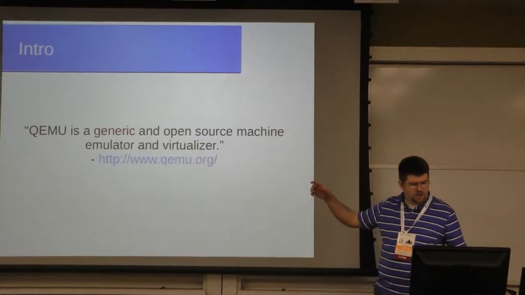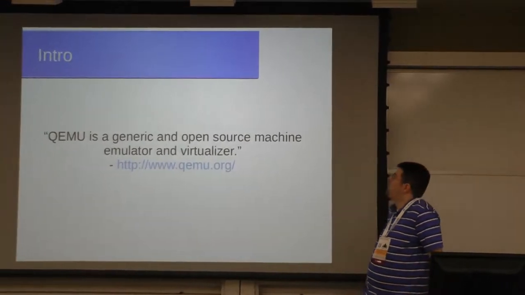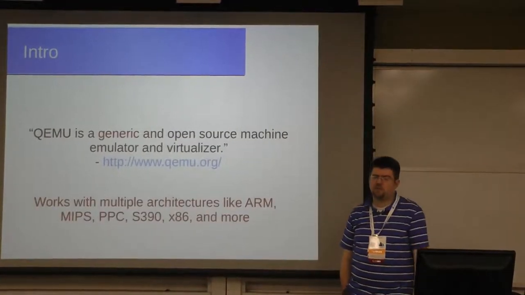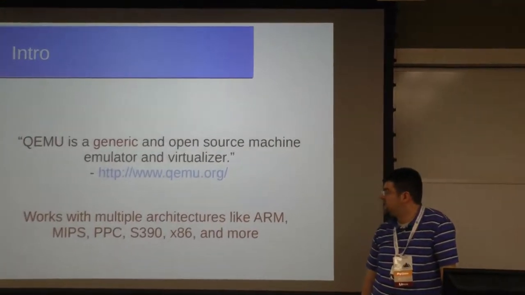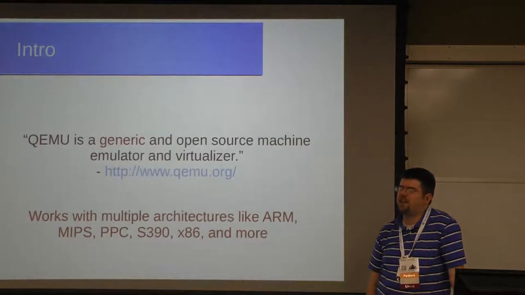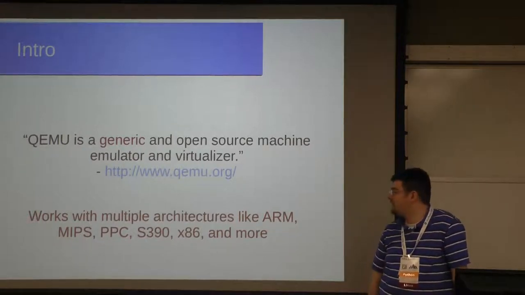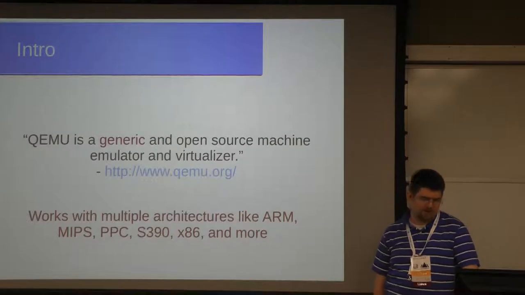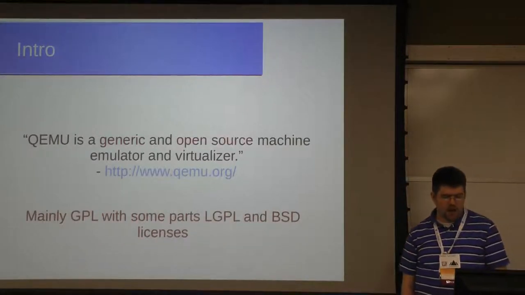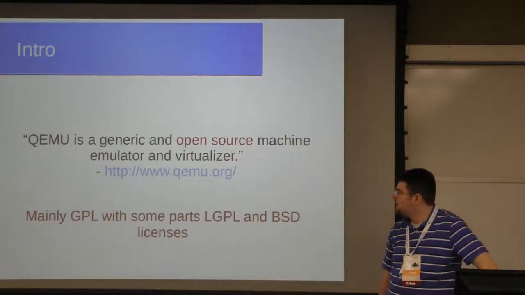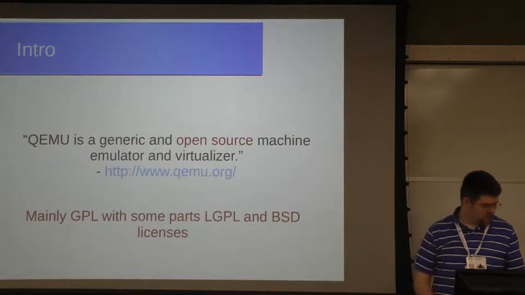So let's, okay, this is from the QEMU website. QEMU is a generic open source machine emulator and virtualizer. Let's break this down a little bit. Generic: it works on multiple CPU architectures, such as ARM, MIPS, PowerPC, S390, x86, and more. One kind of funny thing, last year I had a coworker that actually needed to virtualize an IBM mainframe. He was using the S390X support in QEMU to do it, and it ended up being easier than the emulator provided by the mainframe manufacturer. Go figure. Open source: it's mainly GPL. There are bits of it that are LGPL and BSD licenses. So the core is GPL, and some of the add-ons are other licenses.